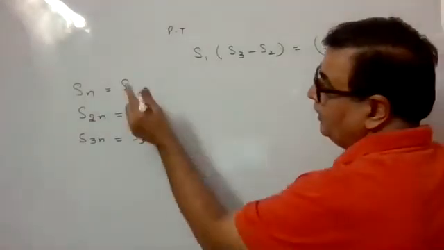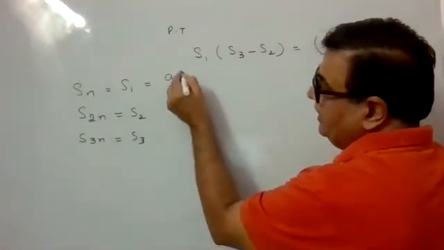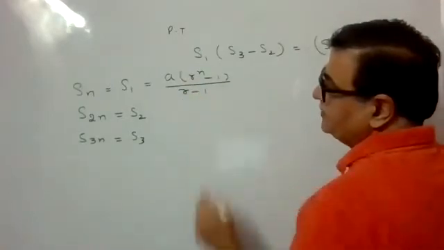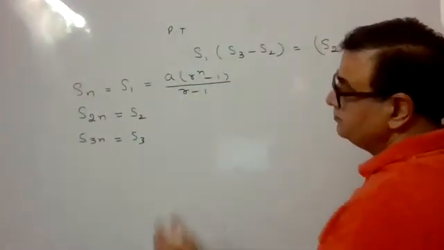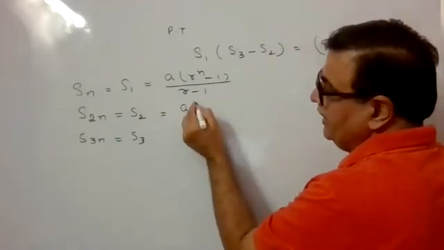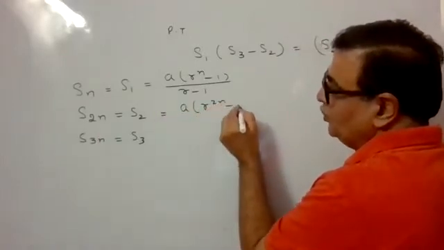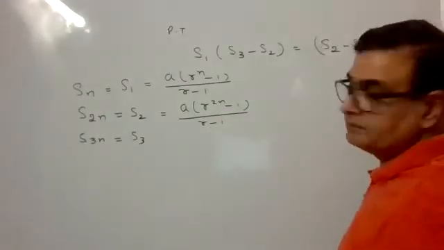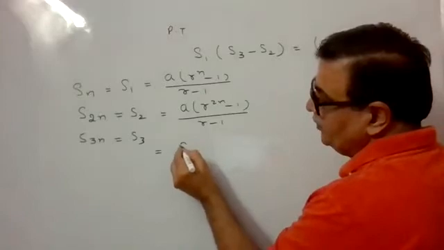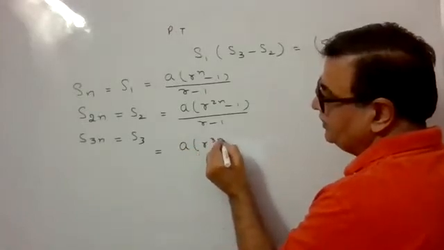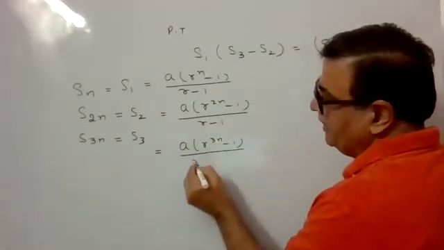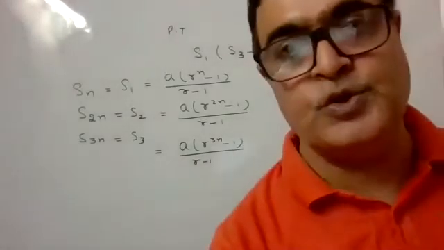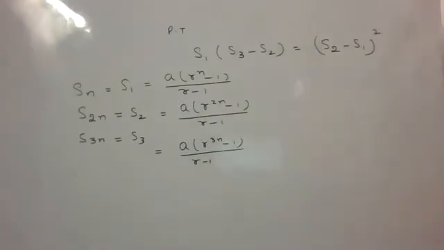Sn. What should I write for it? It will be A R power n minus 1 by R minus 1. S2 will be A R power 2n minus 1 by R minus 1. Then we have S3, it will be A R power 3n minus 1 by R minus 1. So all three values, S1, S2 and S3, are known now.